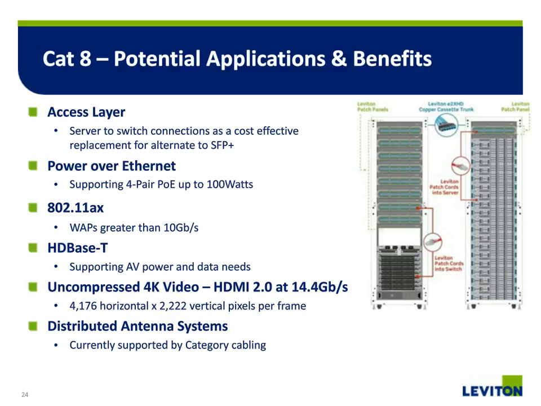HDBaseT, that's an emerging trend where you're starting to see more AV signals over category cabling. Uncompressed 4K video, again, on the AV side. And then, of course, there is a big movement towards putting distributed antenna systems in buildings. That's something that will be supported by category cabling.